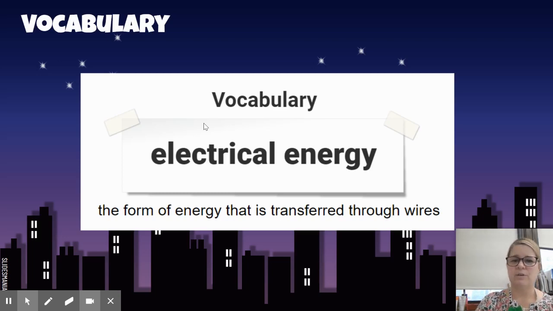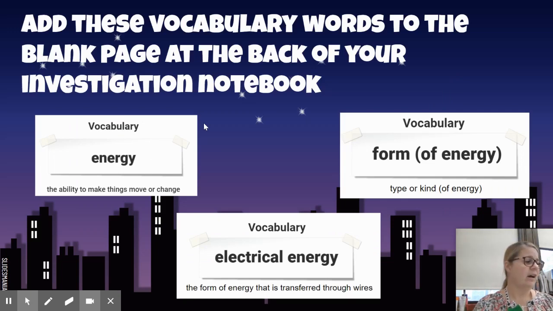So here's what I want you to do. In the back of your investigation notebook, here's a blank page. You see it? We're going to use this for a lot of words, so you can't write very big. I want you to write these three vocabulary words. You'll write energy, dash, the ability to make things move or change. Form of energy, dash, type or kind of energy. And electrical energy, the form of energy that is transferred through wires.